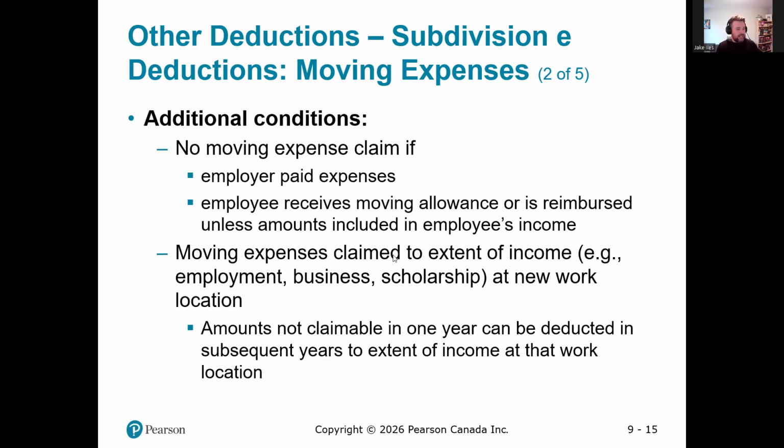Moving expenses are claimed to the extent of income, and amounts not claimable in one year can be deducted in subsequent years. So even though I'm limited to that first $10,000 of the 25,000 I've spent, next year I will be making more income. So I will be allowed to save what moving expenses I didn't deduct, and I can apply them against the new income next year, assuming that it's from the same job and position.